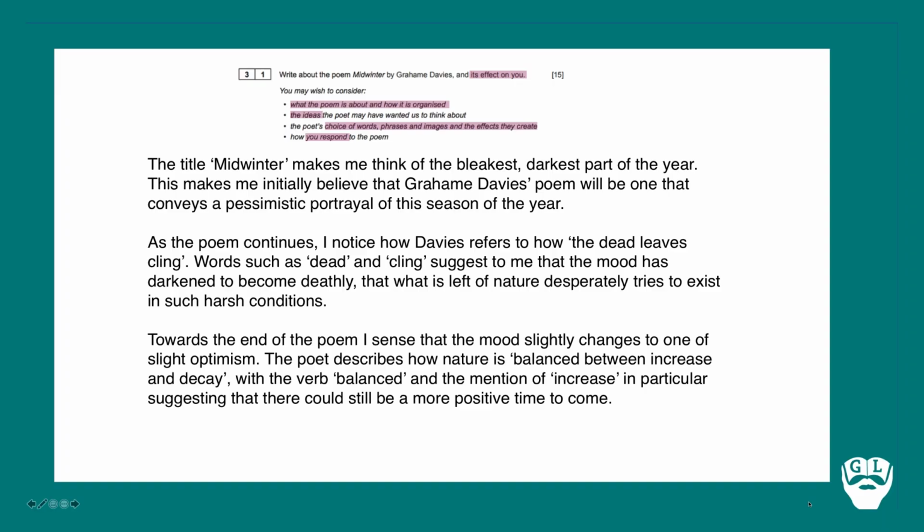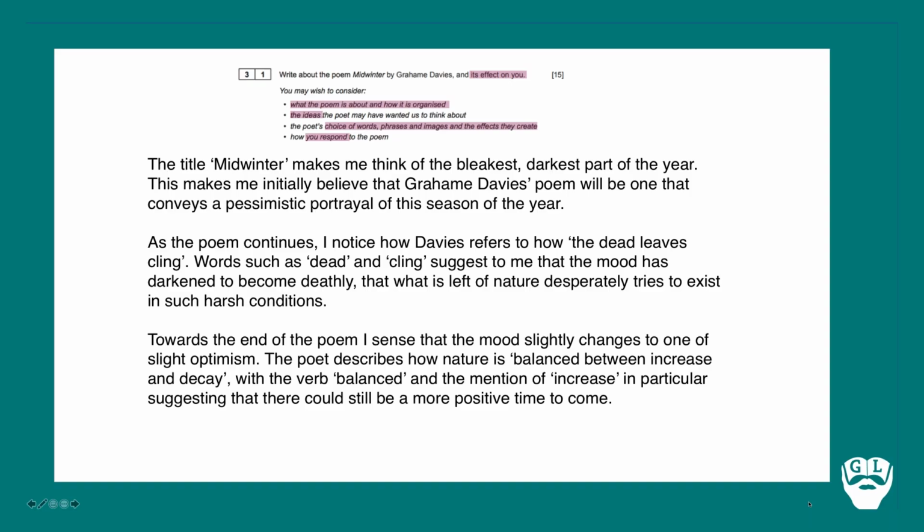And then I've allowed myself in the end paragraph there, towards the end of the poem, I sense that the mood slightly changes to one of slight optimism. You may find the mood changes, or you may find the mood and the atmosphere continues, or the message continues to be the same throughout the poem. But allow yourself the opportunity to maybe change your mind as it goes.